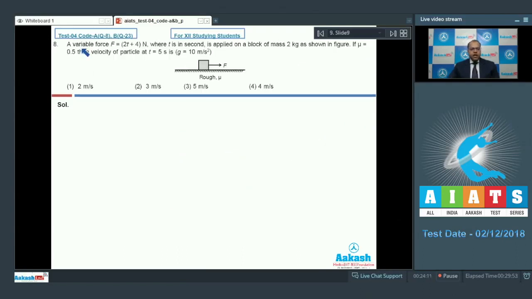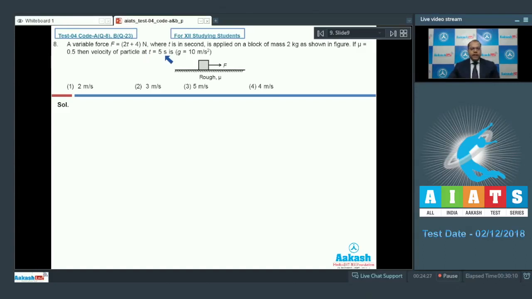In question number 8, a variable force F equal to 2t plus 4 Newton, where t is in seconds, is applied on a block of mass 2 kg as shown in the figure. If mu is equal to 0.5, then what is the velocity of the particle at t equal to 5 seconds?